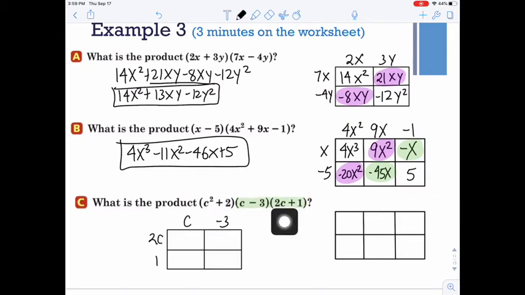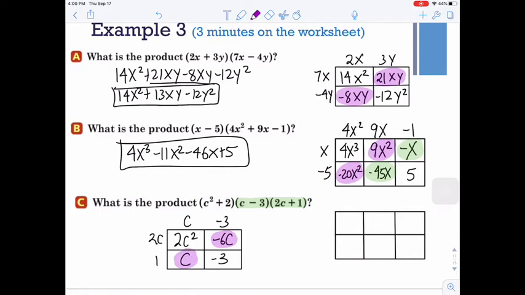So I highlighted the two I started with, c minus 3 and 2c plus 1. If I do 2c times c, I get 2c squared. If I do 2c times negative 3, I get negative 6c. If I do c times 1, I get c. And 1 times negative 3 gives me negative 3. Now if I check, I've got some like terms. I have a negative 6c and a positive c.